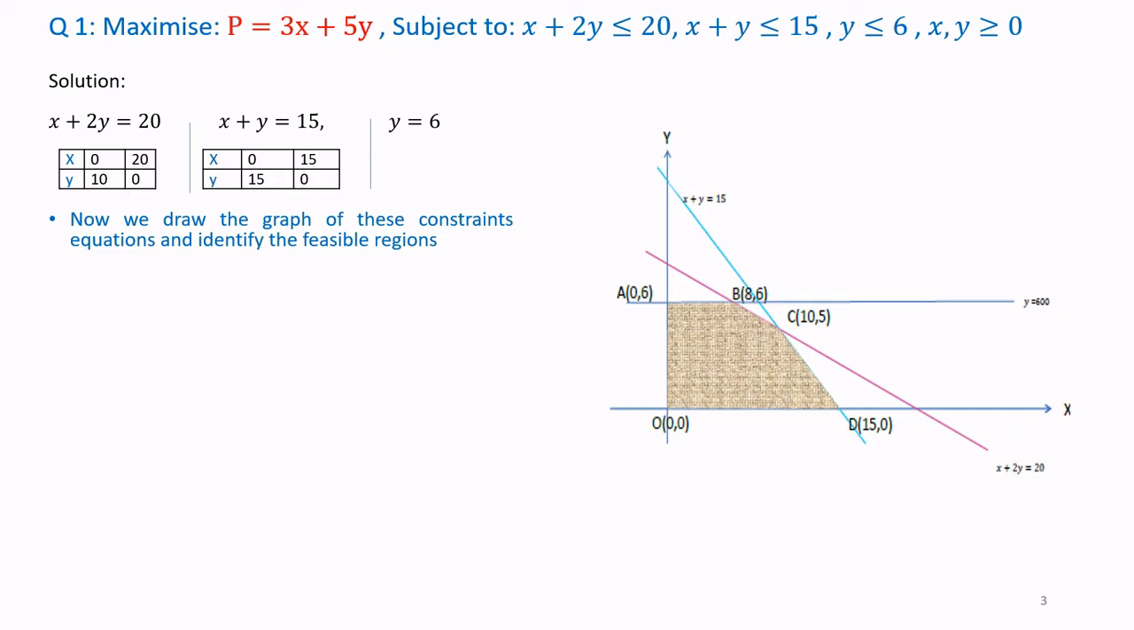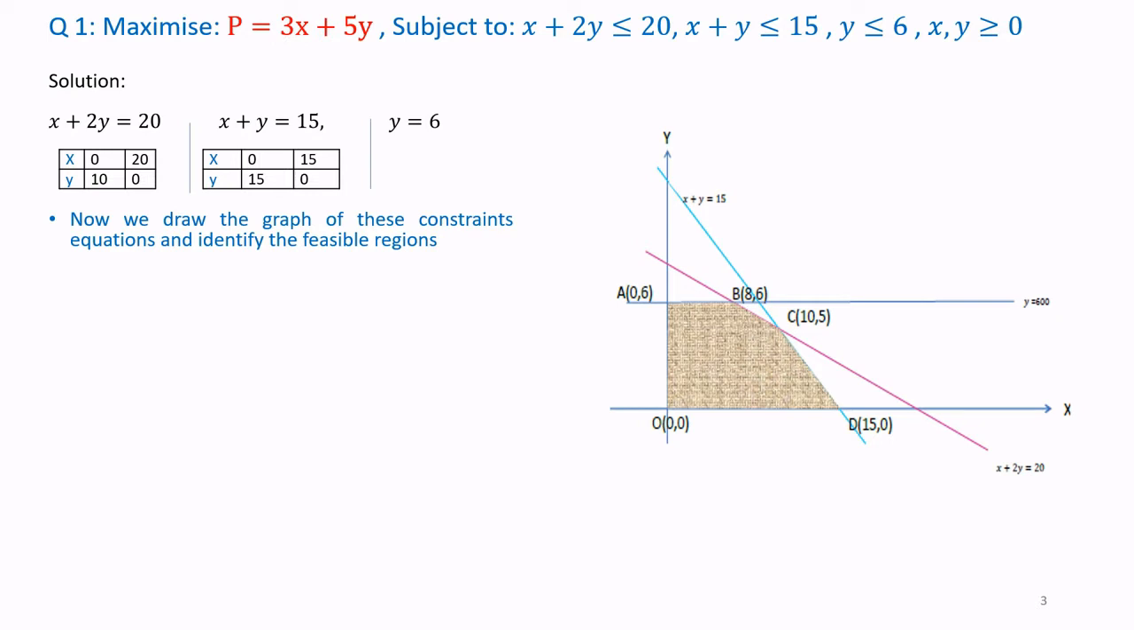This is the line x plus 2y is equal to 20, the brown colored line, and x plus y is equal to 15, this is a green color. The light blue color, this horizontal line, is y is equal to 6. This point you please note, it is 0 comma 6. That is y is equal to 6. So now we have got this.